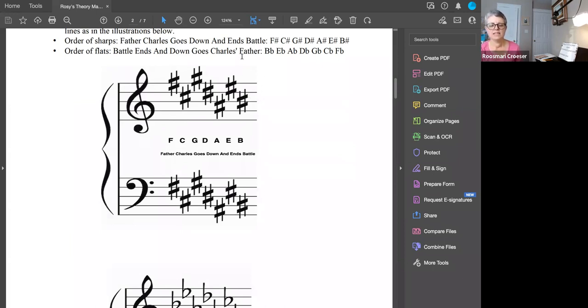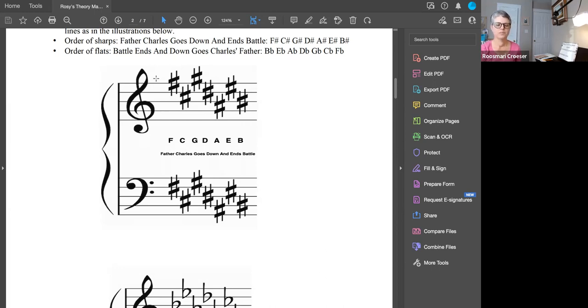Now we have a silly little rhyme, and students don't love this rhyme, but they are yet to come up with something better. We have a little rhyme that helps us remember the order of the sharps, and that is: Father Charles goes down and ends battle. Not exactly grammatically correct. Too bad.